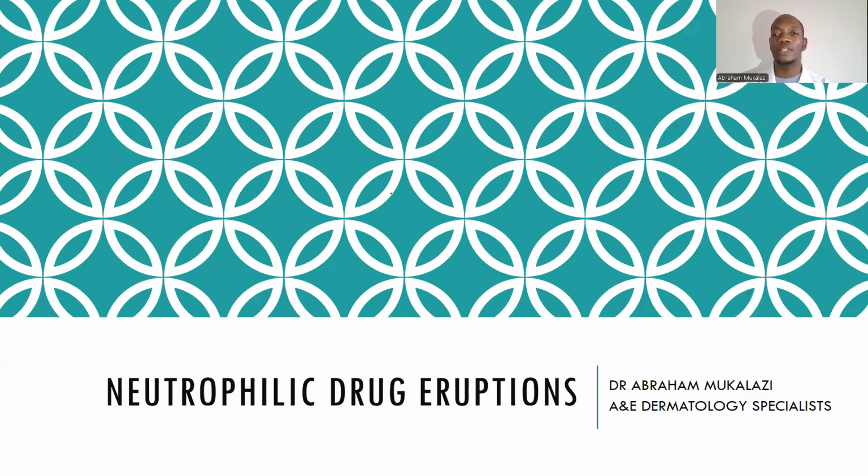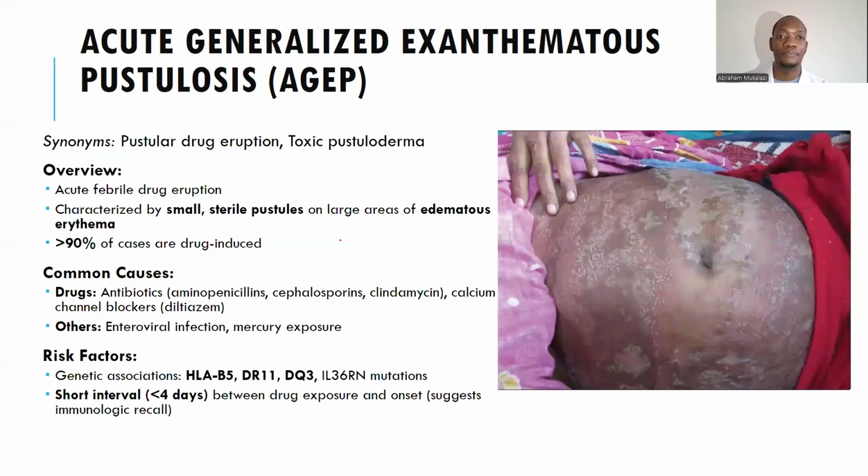So when we go to the next, we look at the neutrophilic drug eruption. So in this case, you have the neutrophils involved. That is now hypersensitivity reaction, type 4D.